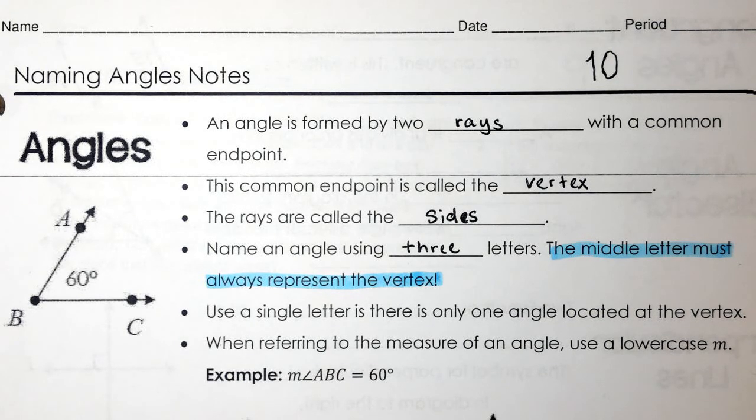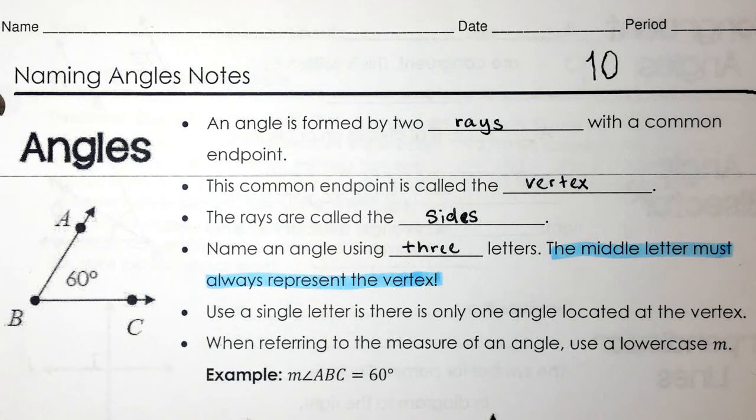Use a single letter if there is only one angle located at the vertex. So there's certain times where you can name an angle with a single letter, but you can't do it all the time. I'm going to show you situations where you can't use a single letter when we get to the back. When referring to the measure of an angle, use a lowercase m.